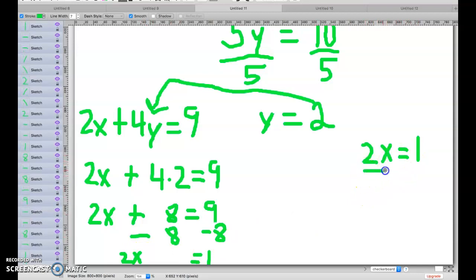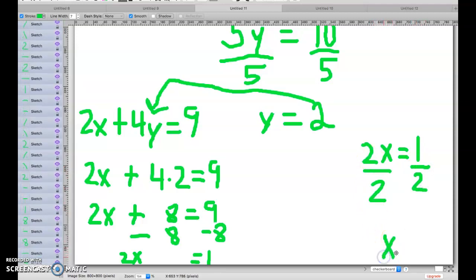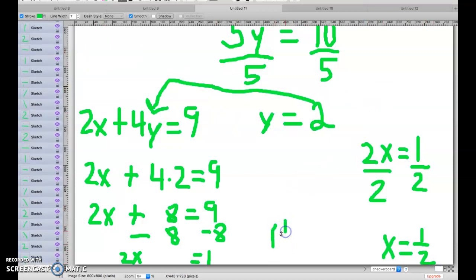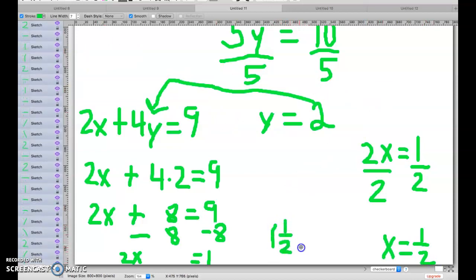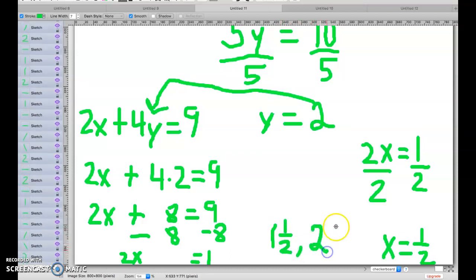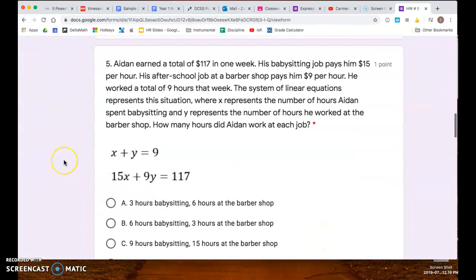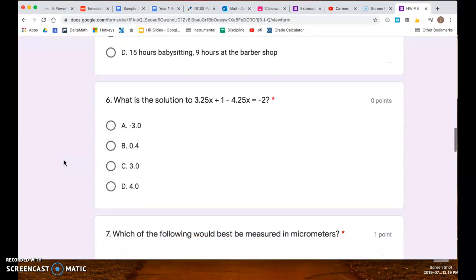How do I undo multiplying by 2? Divide by 2. Divide by 2, divide by 2. 2 divided by 2 cancels each other out. So x equals 1/2. So my solution is my x value and my y value together. So my x value is 1/2 and my y value is 2. Close the parentheses there. So this is my solution. x is 1/2, y is 2. So that's an example of solving a system of equations problem.